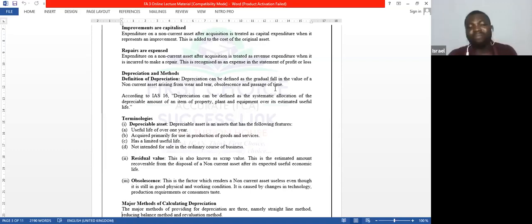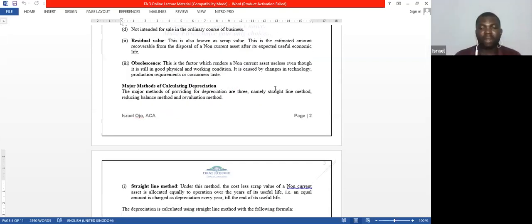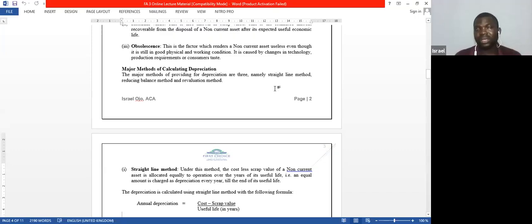Then we have methods of calculating depreciation. We have a lot of methods, but for the purpose of this class, we're going to mention just three. You can do more research on the others. Number one is the straight line method. Number two is the reducing balance method. And number three is the revaluation method. These are the common methods used in practice, but there are other methods too, such as sum of the year's digits and production depreciation, and the rest.